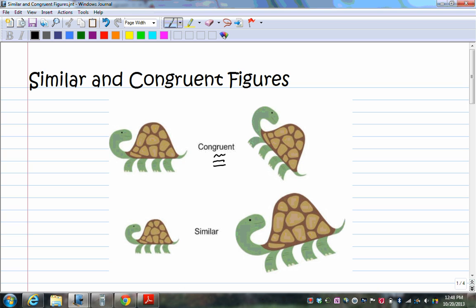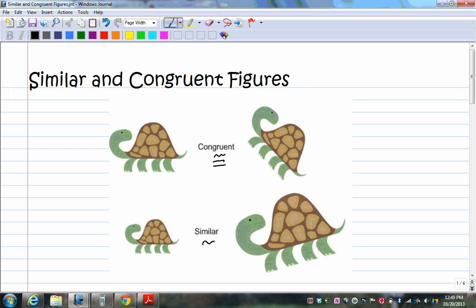Down below, we have like a mama turtle, baby turtle. They are similar, but they're not congruent. Similar meaning that if you look at them, they look the same, just one is bigger than the other. Our symbol for similar is this. It's just the squiggly. Okay? Now on the next page I have some shapes.